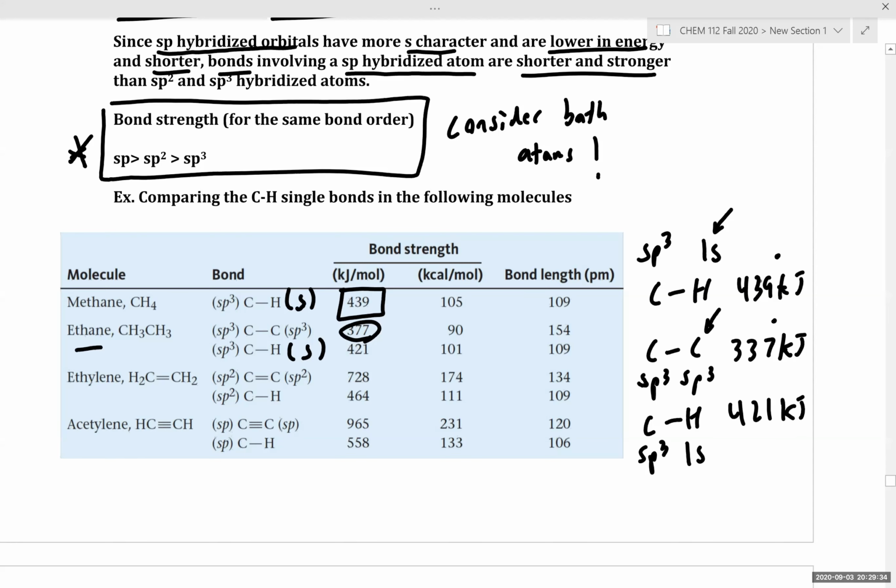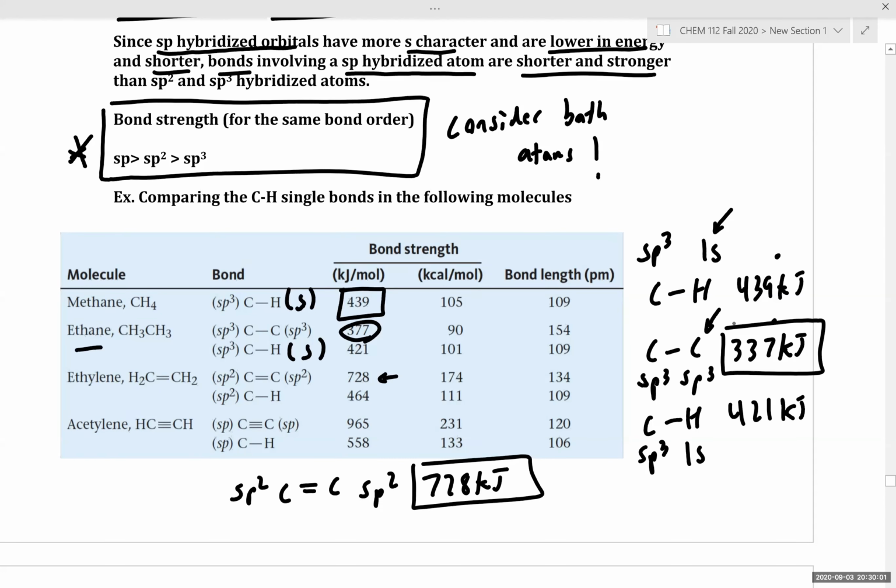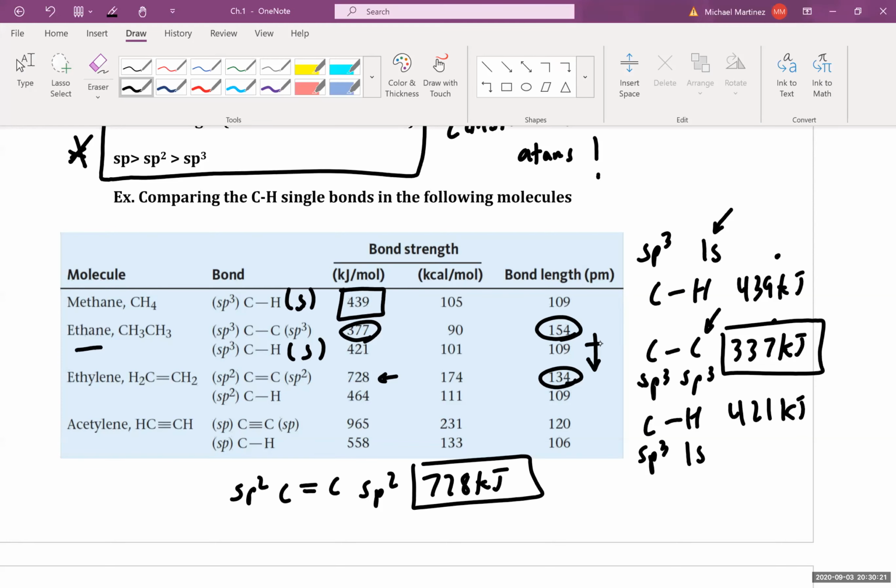What's not so nuanced is if we look next at a carbon-carbon double bond, as we notice, the bond energy is 728 kilojoules. Does everyone see the massive jump when we go from a single to a double bond? As we increase bond order, does everyone see how our bond strength jumps up? And how our bond length also decreases? Yeah. Okay.